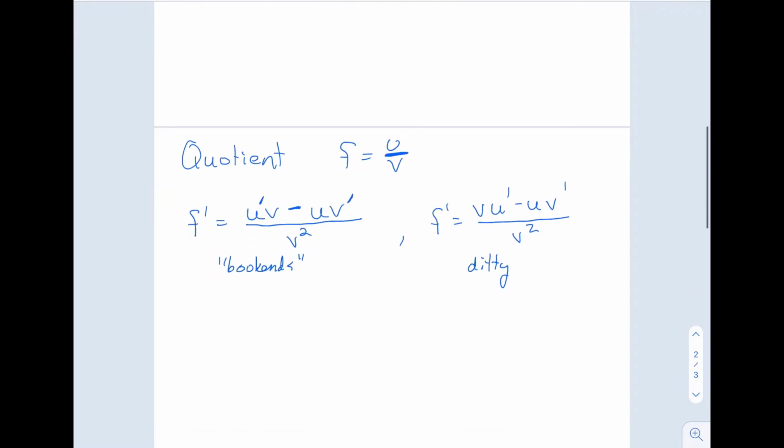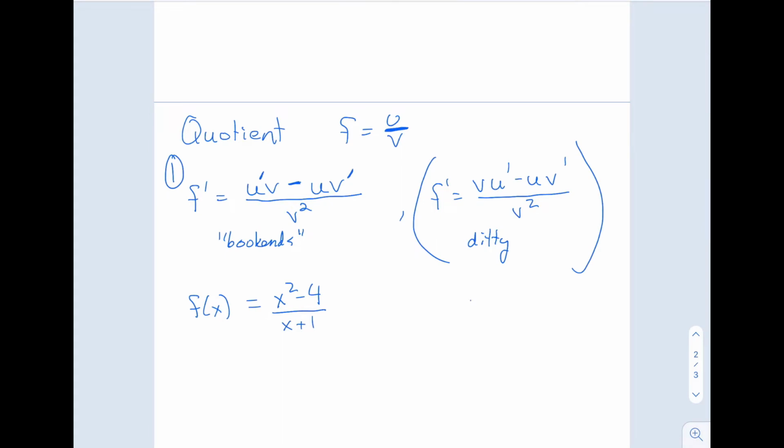Okay, so if we're going to use the bookends right here, let's copy down our function again. This was f of x, so this is our method 1. And we'll save this one for later. f of x equals x squared minus 4 all over x plus 1. So I'm going to work this by doing some side work. Let me actually erase this one so we don't get distracted.